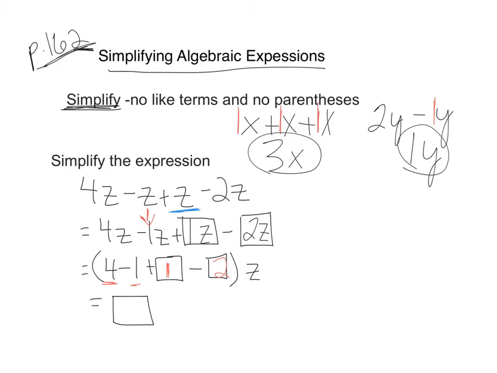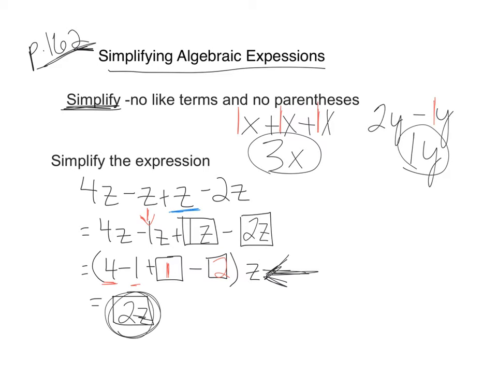And then we basically just subtract those out. So we got 4 minus 1 is 3. And then 3 plus 1 is 4. 4 minus 2 is 2. So altogether, we simplified that thing down to 2z. Now again, rather than actually doing the second to last step here, if you want to skip it, that's okay. You could just think one step at a time. 4z minus 1z is 3z. 3z plus 1z is 4z. And then 4z minus 2z is 2z.